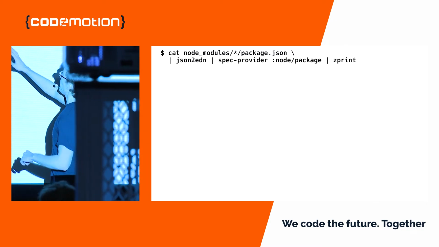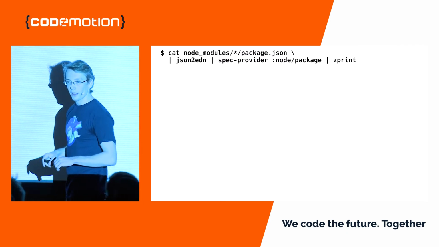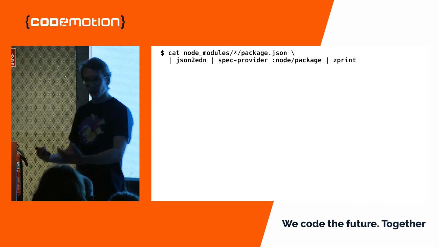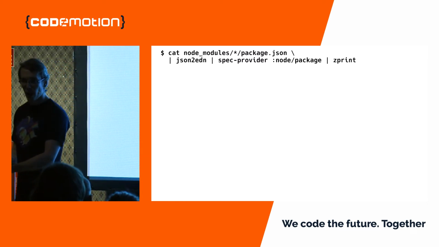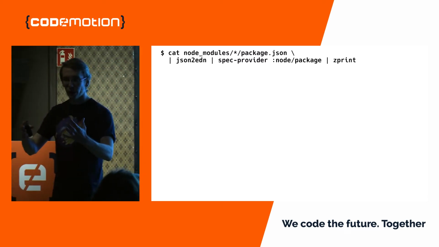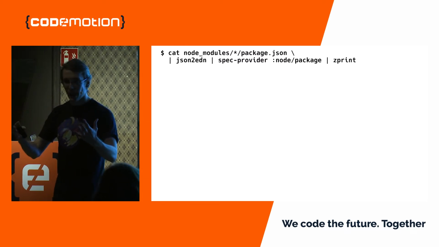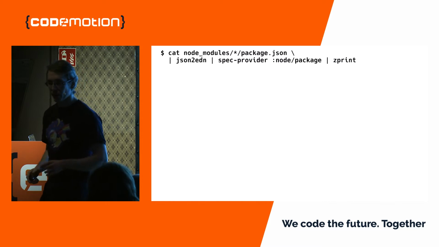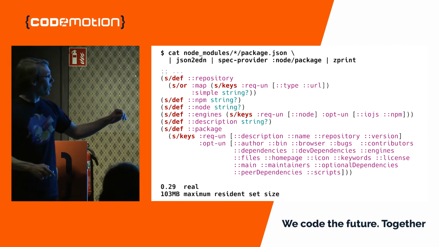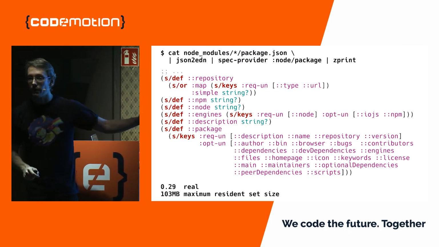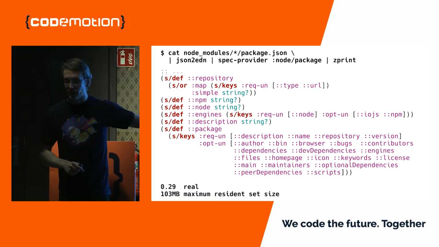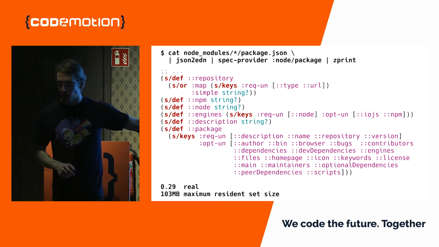We will take a handful of package.json files, translate JSON to Eden, to this other serialization format, then deduce the shape of a package.json file, and pretty print the resulting code. When we run it, in half a second, we get a specification of a package.json file expressed in terms of Clojure.